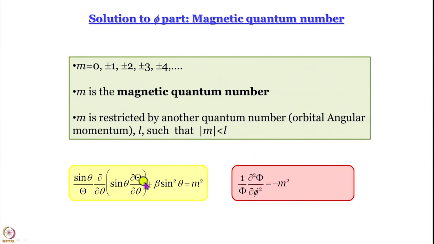Why is that so? Because if you recall the two equations that arose from the angular part, one is 1 by capital Phi d 2 capital Phi d phi 2 is equal to minus m square. The other one was something in theta equal to m square. So, m square actually is the bridge between the equation in phi and the equation in theta. When you solve the equation in phi, you get the allowed values of m. When you solve the equation in theta, then you get the limit to the allowed values of m, and that turns out to be mod m less than l.